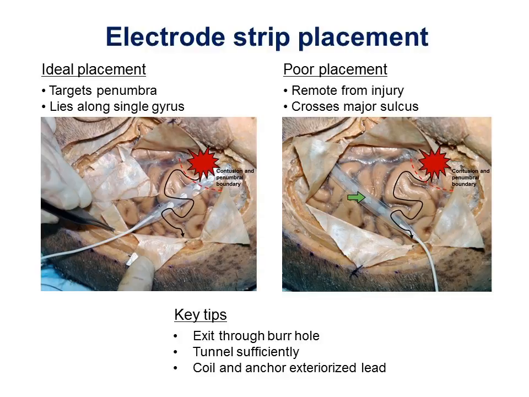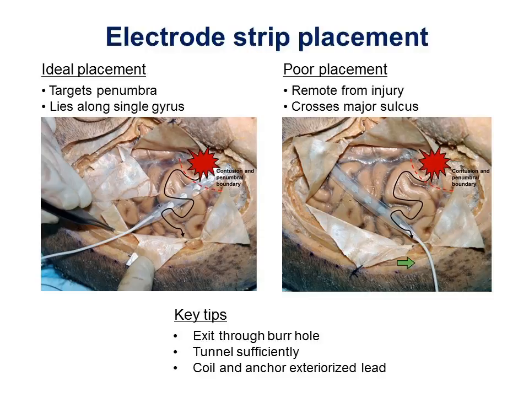And there's furthermore a few key tips to avoiding complications in using this technique. The first seems fairly obvious, yet nonetheless, it's very important to exit the electrode strip through a burr hole, rather than having it get pinched between the bone flap when it's replaced and the adjacent intact skull.